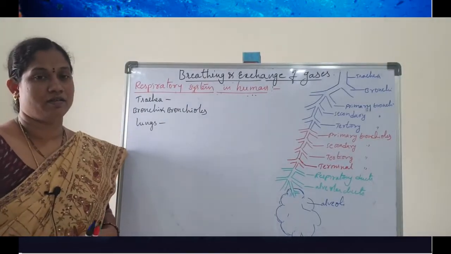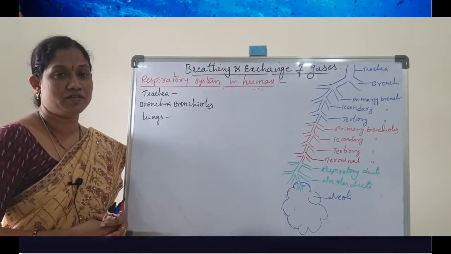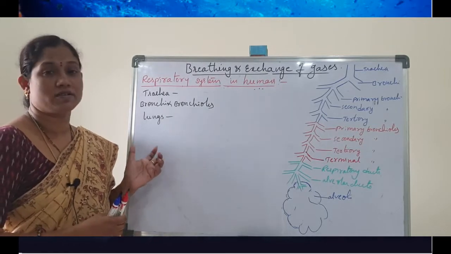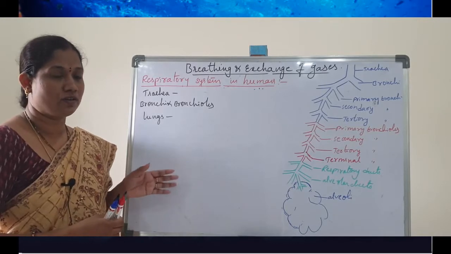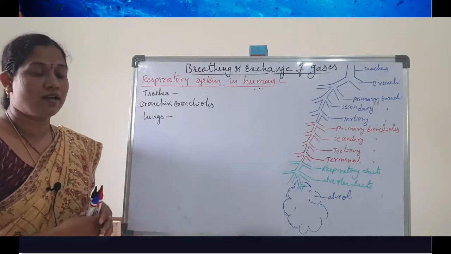Hello students, my next video is on the respiratory system in human beings. In the previous video we finished up to the larynx, the parts of the respiratory system. Next, in this video we are going to learn about the trachea, bronchi and bronchioles, and lungs.